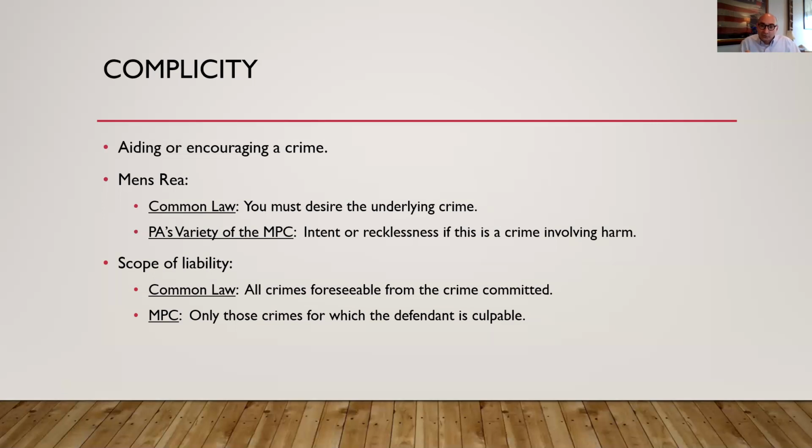You're not a complicitor. If you agree to rob a bank, you are a conspirator, guilty of the crime of conspiracy. If you actually rob the bank, then you're guilty of the bank robbery as well. But merely because we've got this title, complicity, does not mean that this is a separate crime. This is a theory of holding you liable for the crime itself.